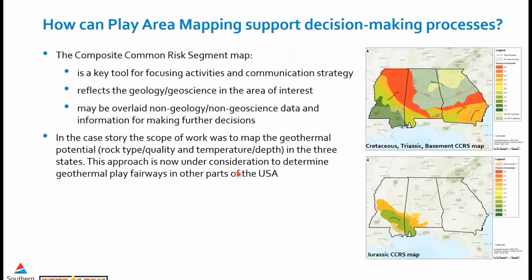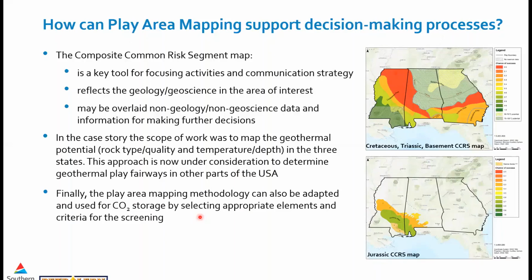In this case story, which I've just presented, the scope of work was to map out the geothermal potential within the 3 states, and basically the rock type, the quality, and the temperature depth. This approach is now under consideration to determine geothermal play fairways in other parts of the US. So I think it's a valuable tool and message to give you that are listening to this presentation. And finally, the play area mapping methodology can also be adapted and used for CO2 storage by selecting appropriate elements and criteria for the screening.